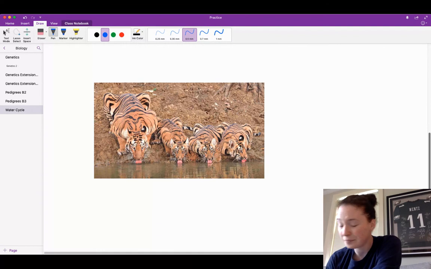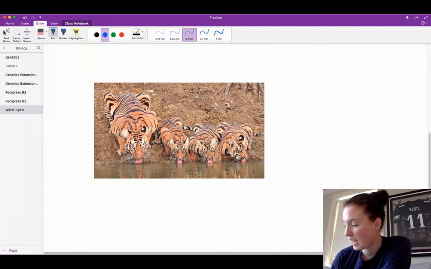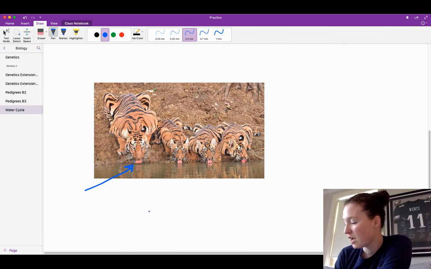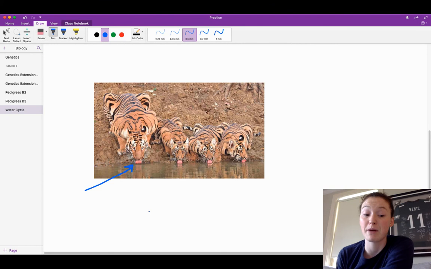Animals are a little clearer. Animals will bring in water. Here we have some tigers drinking. They will gain water into their bodies, usually through drinking water, but also possibly through something that they ate that contained water. If you think about how you eat, maybe a watermelon has water in it as well. And then that water will leave their bodies in a variety of ways.